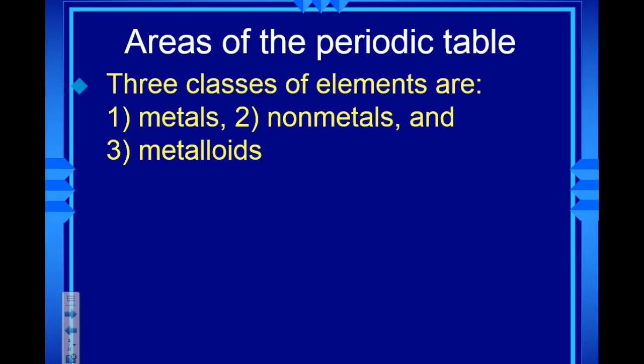So the metals are to the left of the staircase line. The non-metals are to the right side of the staircase line. The metalloids are the ones that are on either side of the staircase line.